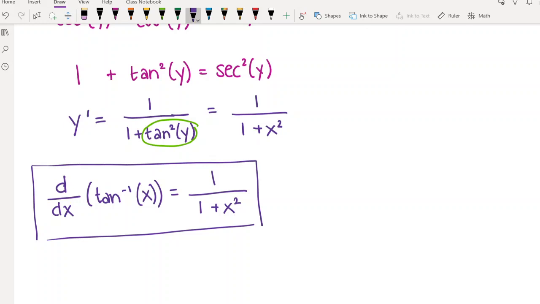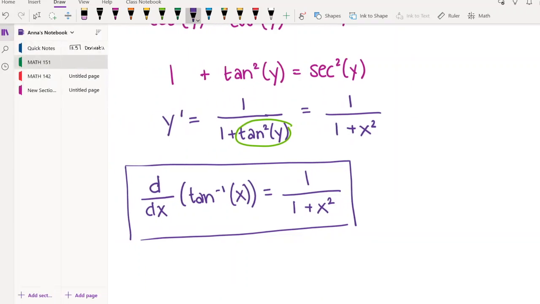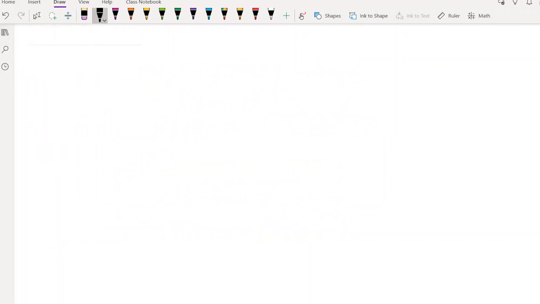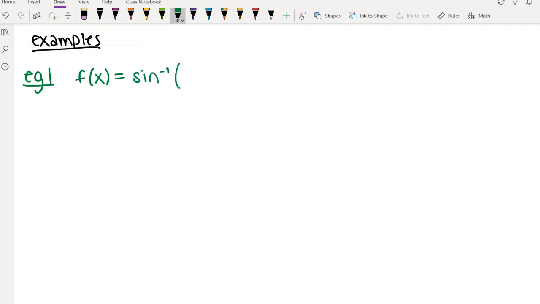All right, so now that we have these new derivative rules in hand, I basically just want to do a couple of examples, just practicing using them together with some other derivative rules. So examples. Let's start with this one: inverse sine of 5x.